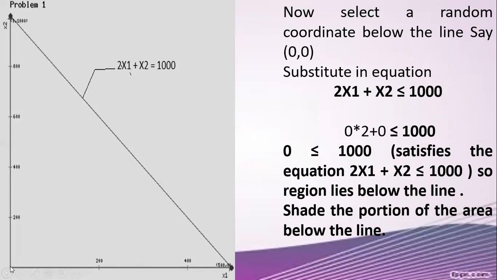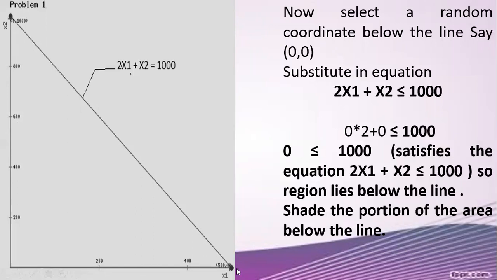I have got the first one as 0, 1000. So 0 is the x1 value, 1000 is the x2. So 0, 1000 will come along the y-axis. Again, the other coordinate is 500, 0. So 500 is x1, 0 is x2. That will come along the x direction or x-axis.